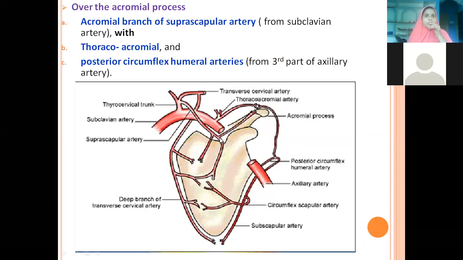Now, anastomosis around the acromion process can also be a 3 marks question. So how is this anastomosis formed? See, this is the acromion process. So around the acromion process, we have the acromial branch of the suprascapular artery. We know the suprascapular artery is a branch of the subclavian, isn't it? Then thoracoacromial and posterior circumflex humeral. Okay, so these are the branches.